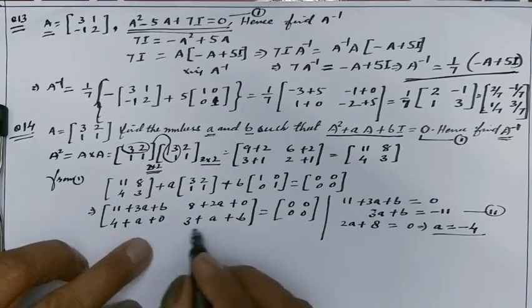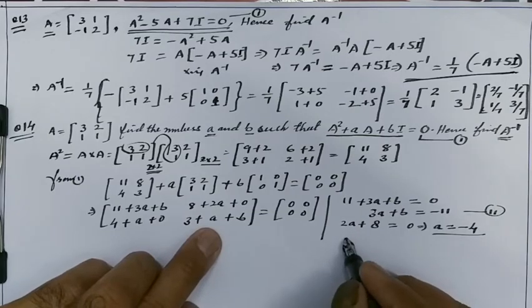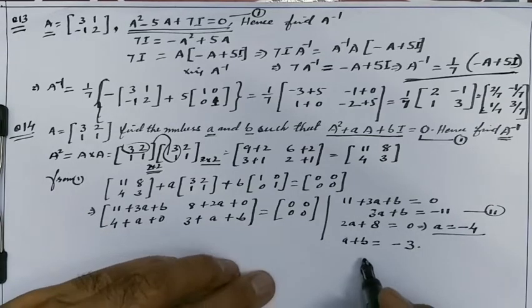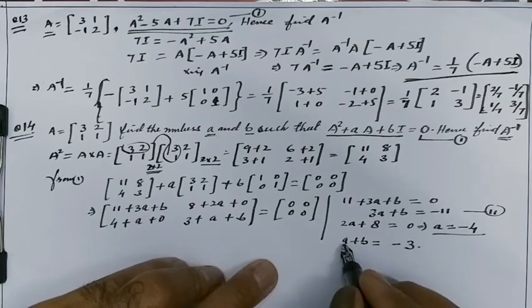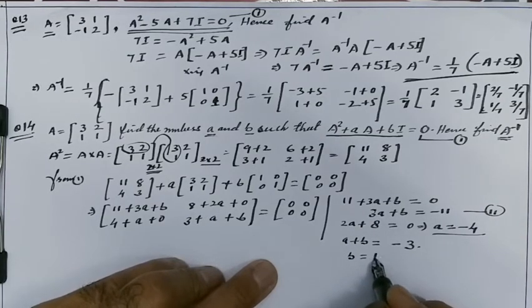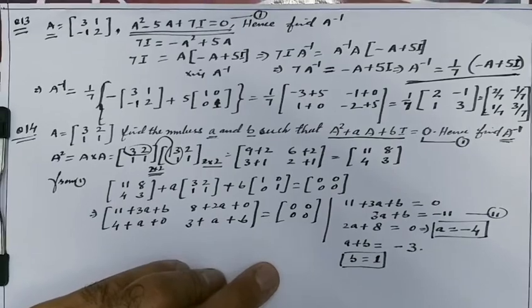A we already got as minus 4, and from this last equation we get a plus b is equal to minus 3. So from here, a we already got as minus 4, so minus 4 will go to that side, and b will be equal to plus 1. So we got b is this one, a is equal to this one.